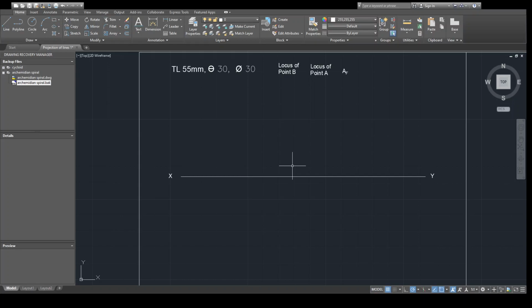Now the difficulty rises when the line is inclined to both the planes, that is the line is inclined to VP as well as inclined to HP. In that case, why does the difficulty rise? Because the line is inclined to both the planes, that's why we cannot see true length and true inclination in both the views.